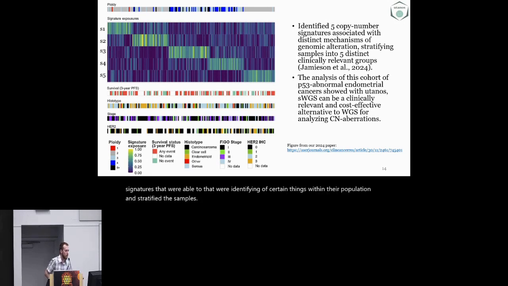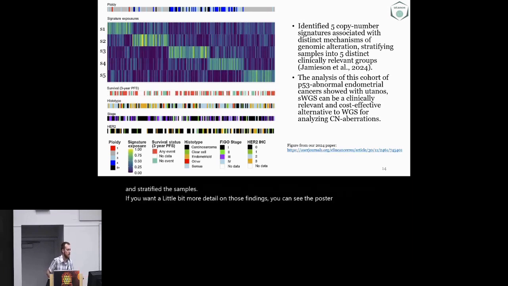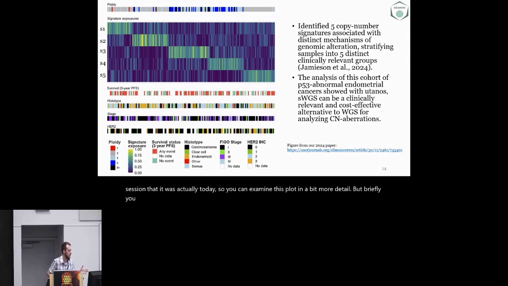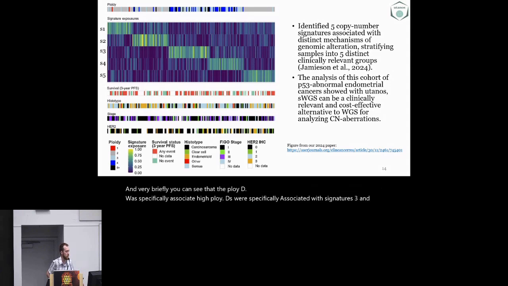If you want a little bit more detail on those findings, you can see the poster that's in the session that it was actually today. So you can examine this plot in a bit more detail. But briefly, you can co-plot signatures with clinical indicators like survival, histotype, stage, HER2 status. And very briefly, you can see that the ploidy was specifically associated, high ploidies were specifically associated with signatures 3 and 4. And that comparison is easy to make with the top bar versus the middle blue and green section.